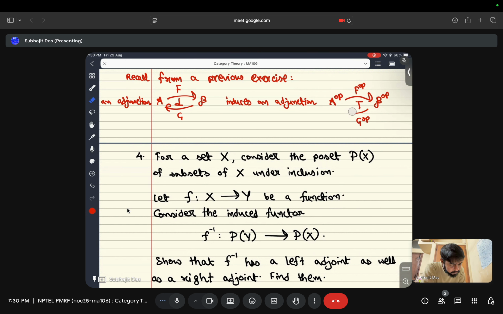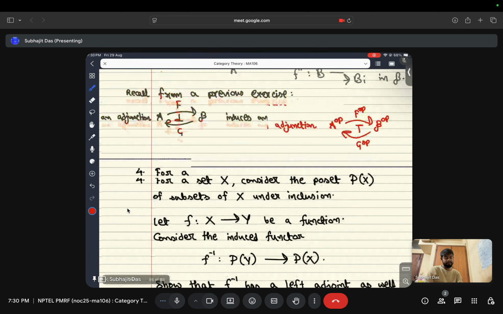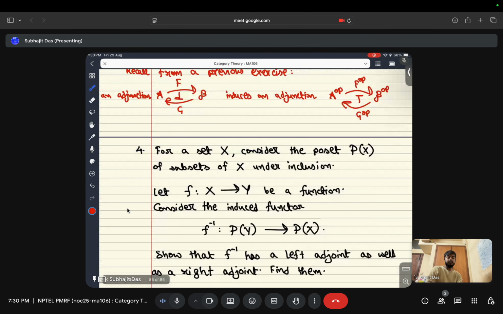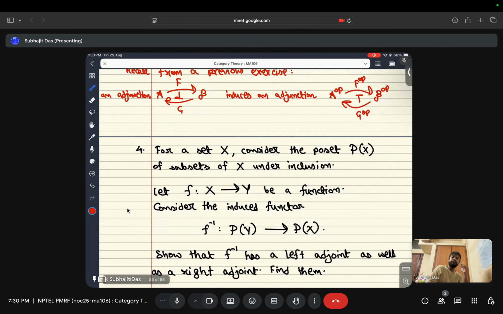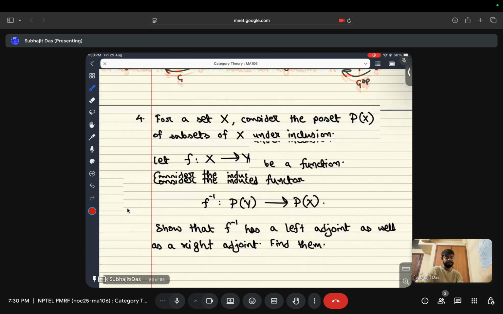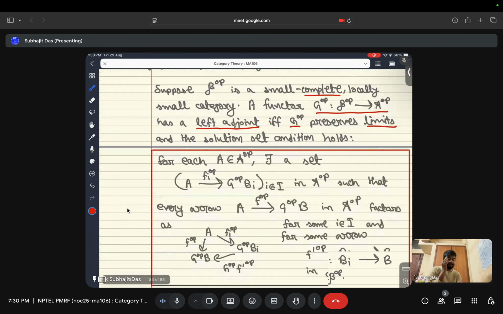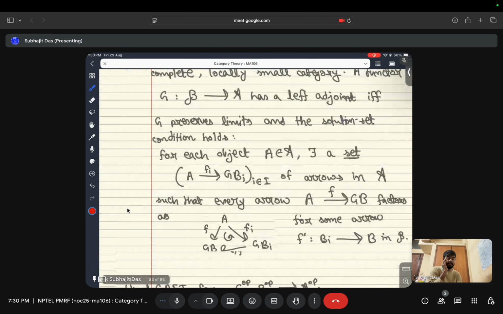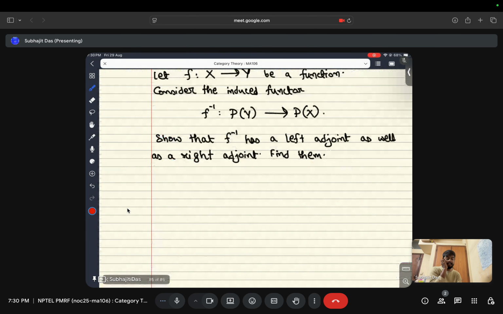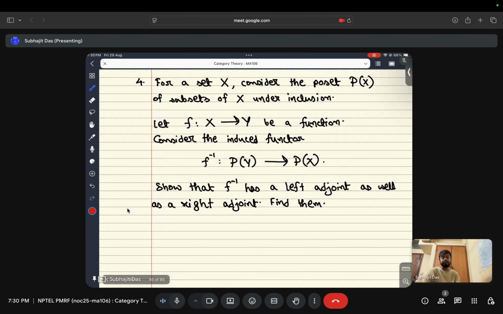So F being a left adjoint implies that F op is a right adjoint, and that is what we used here. Okay. Yeah, so that's the dual version of the GAFD, and let's quickly turn to our last problem for this evening.